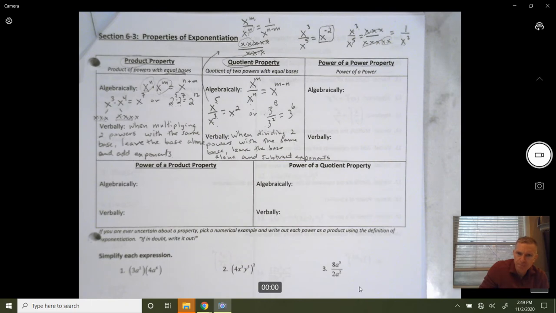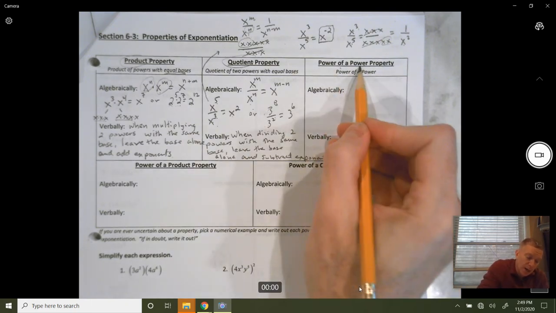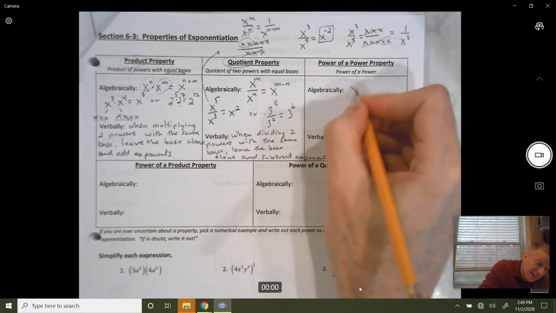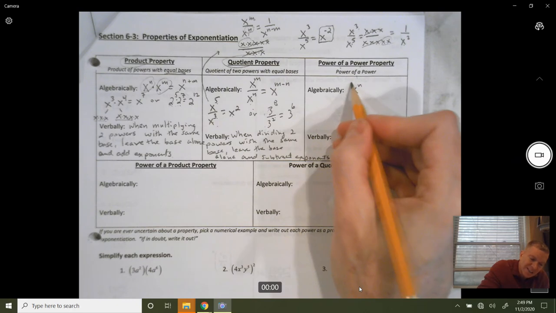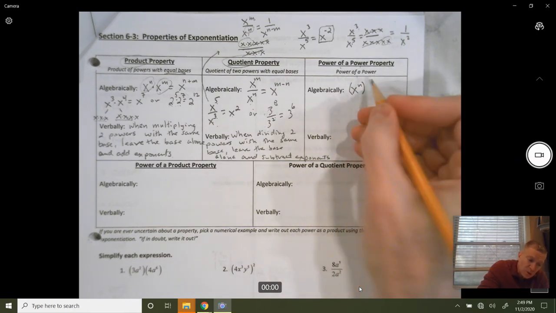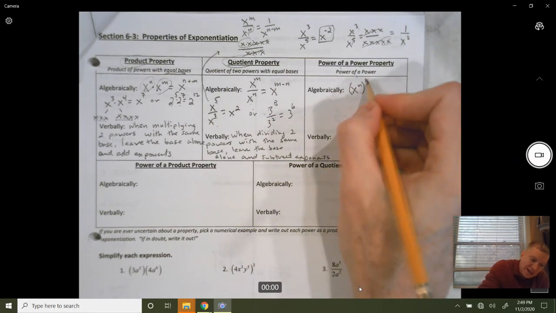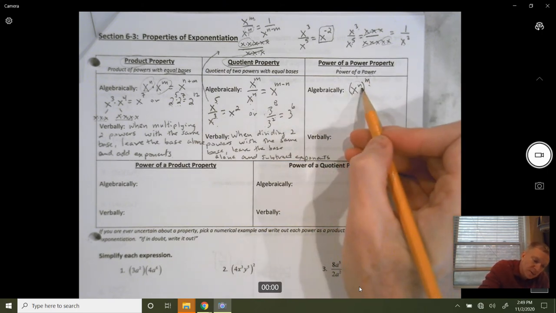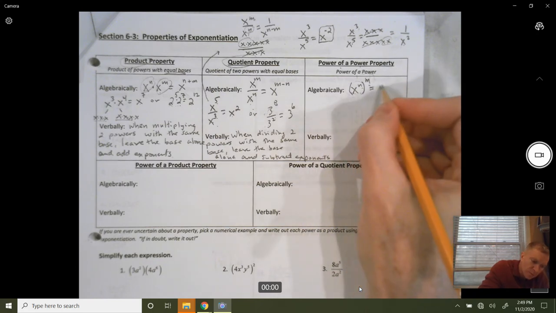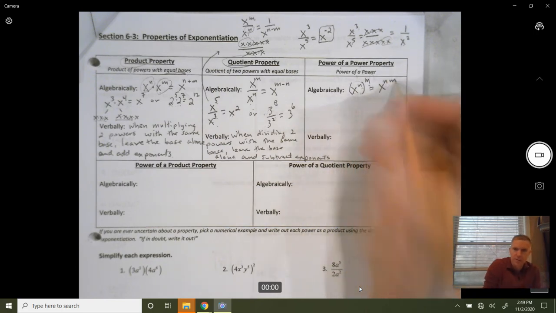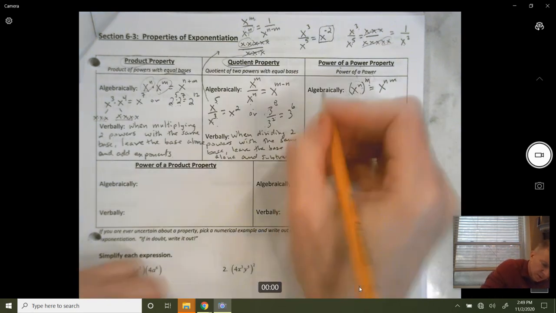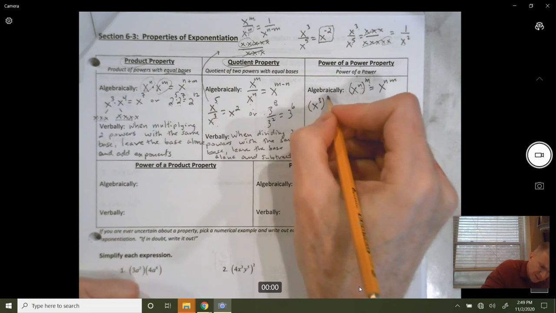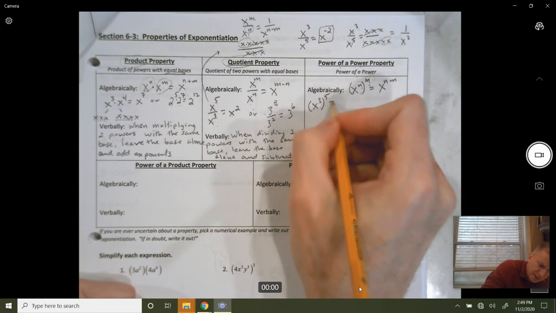Okay. Now, the power of a power property. When you have a power of another power. So let's say we have x to the n, and that's a power. You take that entire power raised to another exponent. Now this entire thing is a power, but it's a power of another power. And in that case, we multiply the exponents. So you have x to the third raised to the fifth, you get x to the 15th.